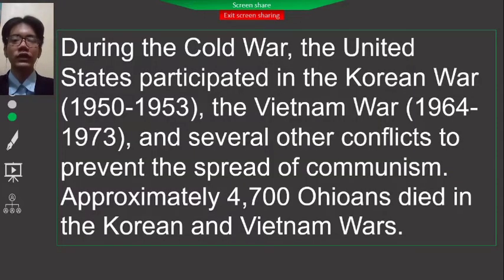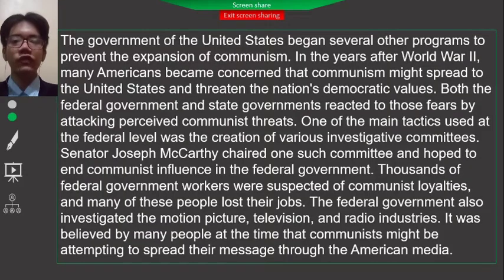During the Cold War, the United States participated in the Korean War from 1950 to 1953, the Vietnam War from 1964 to 1973, and several other conflicts to prevent the spread of communism. Approximately 4,700 Ohioans died in the Korean and Vietnam Wars. The government of the United States began several other programs to prevent the expansion of communism.